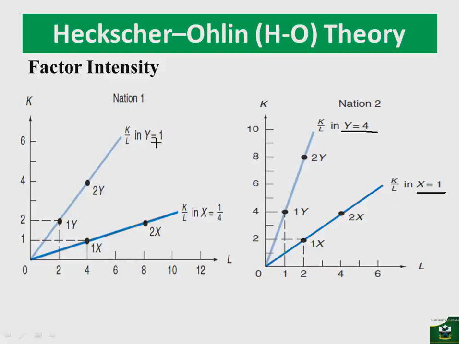And clearly, we can make a general conclusion that commodity Y is capital intensive in both nations, because even in nation 1, commodity Y had a higher capital labor ratio compared to commodity X. Meaning commodity Y is capital intensive in both nations and commodity X is labor intensive in both nations. And this is in proof of the assumption that we made.